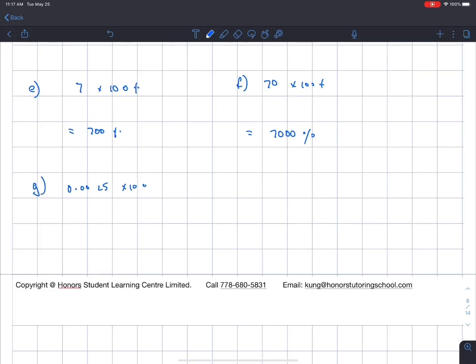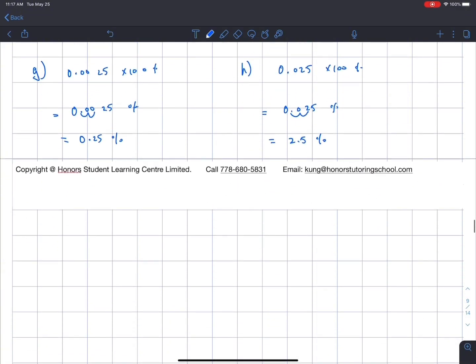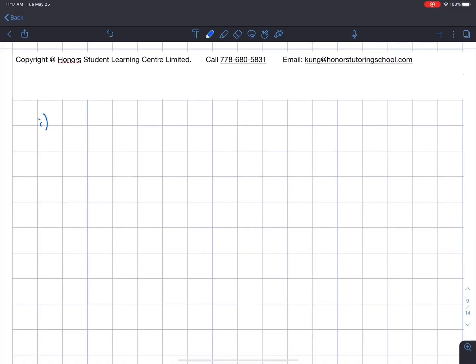0.0025 times 100%. We can move the decimal point 2 to the right, 1, 2, and we get 0.25%. H, 0.025 times 100%. So 0.025, and then move the decimal point 2 to the right, we get 2.5%. And I, 0.25 times 100%. Move the decimal point 2 to the right, and this becomes 25%.